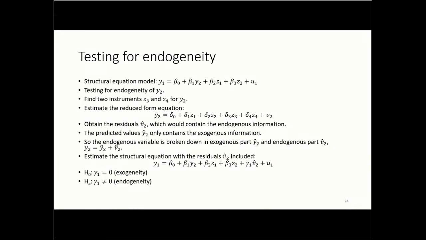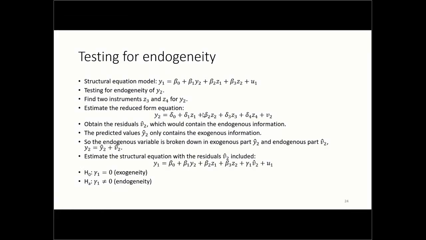And finally, let's talk about testing for endogeneity. So if we have the structural equation model, which is this model here, we can test for the endogeneity of Y2. So we can find two instruments, Z3 and Z4, for Y2. We can estimate the reduced form equation. So this would be the reduced form equation. Here, Z1 and Z2 are the exogenous variables in the original structural equation model, and Z3 and Z4 are the instruments. And this is like the first stage of the two-stage least squares.